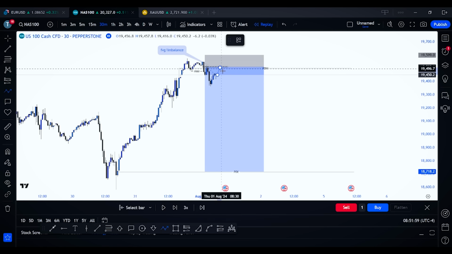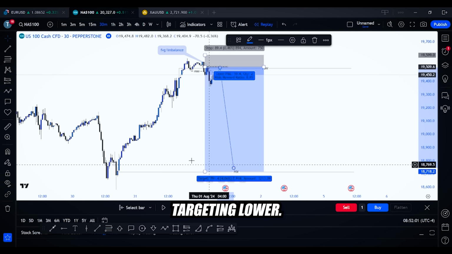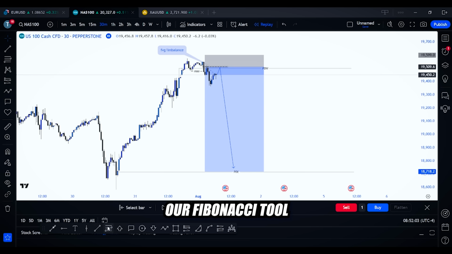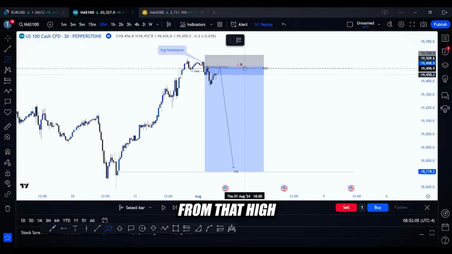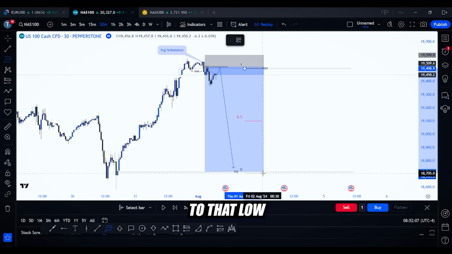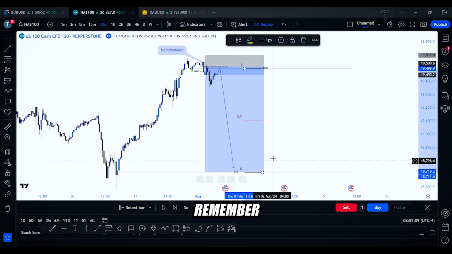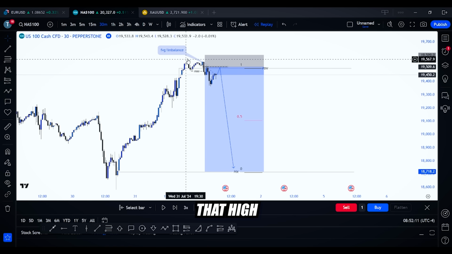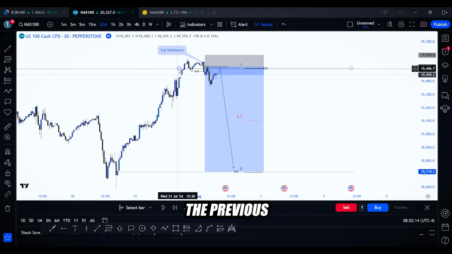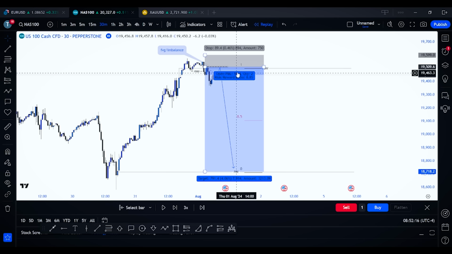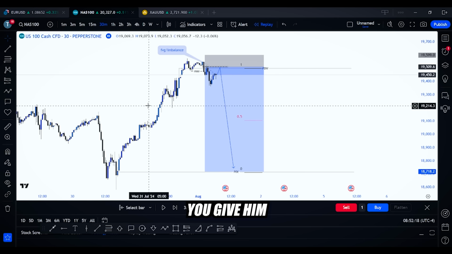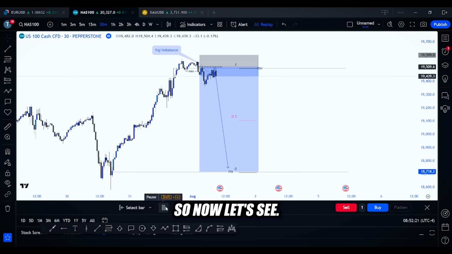Retest right there, then the market targeting lower, or you can use our Fibonacci tool from that high right there to that low right there. Remember, you don't use that high that was formed, you use the previous day high, right, to determine it with your Fibonacci tool. So now let's see.